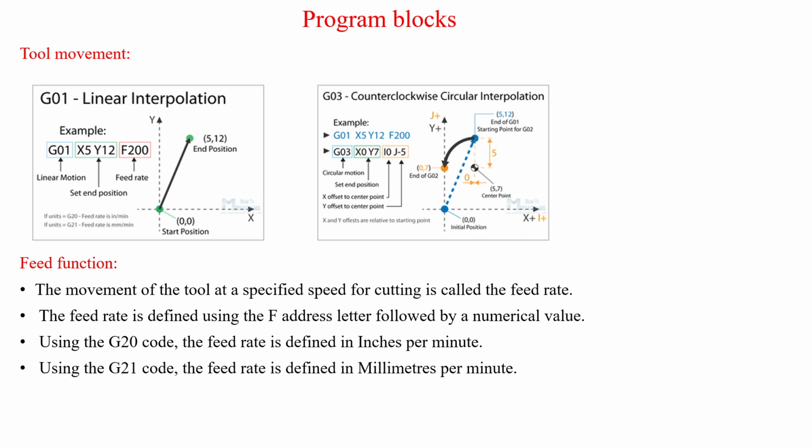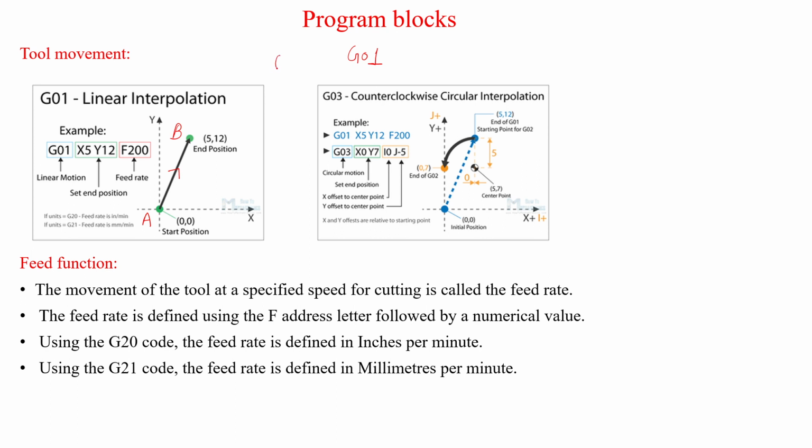For example, this is A point, this is B point. A is the start position, B is the end position. Now you have to move from this A to this B. Then how will you write the code? First of all, you will write G01. G01 is what? You are moving linear interpolation. Before G01, you need to mention which axis system you are using.